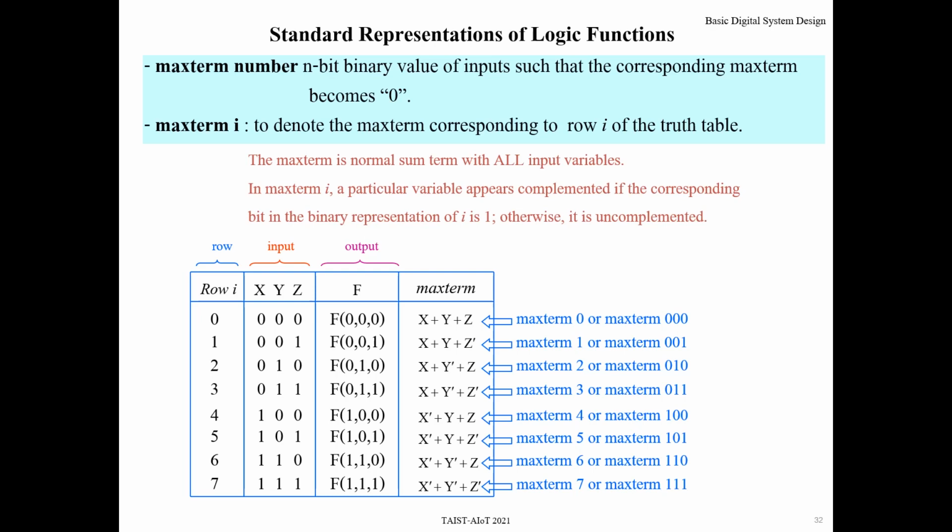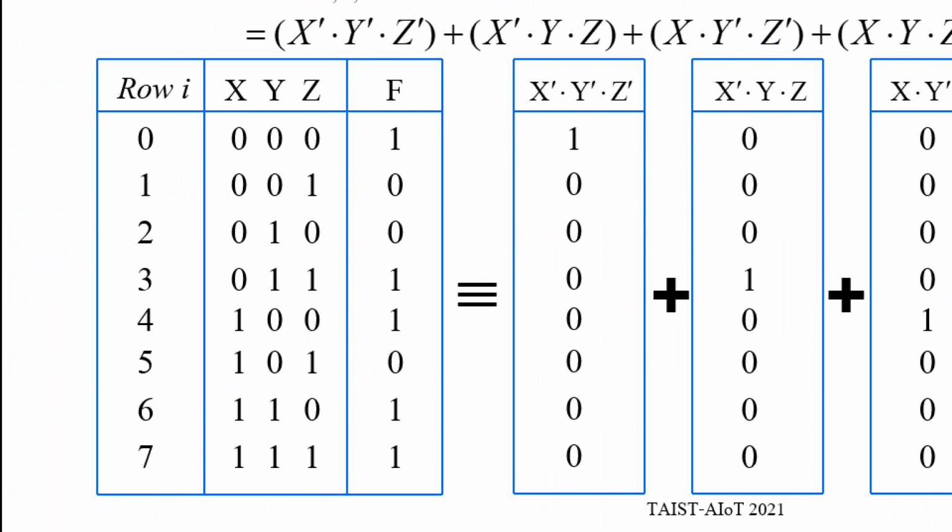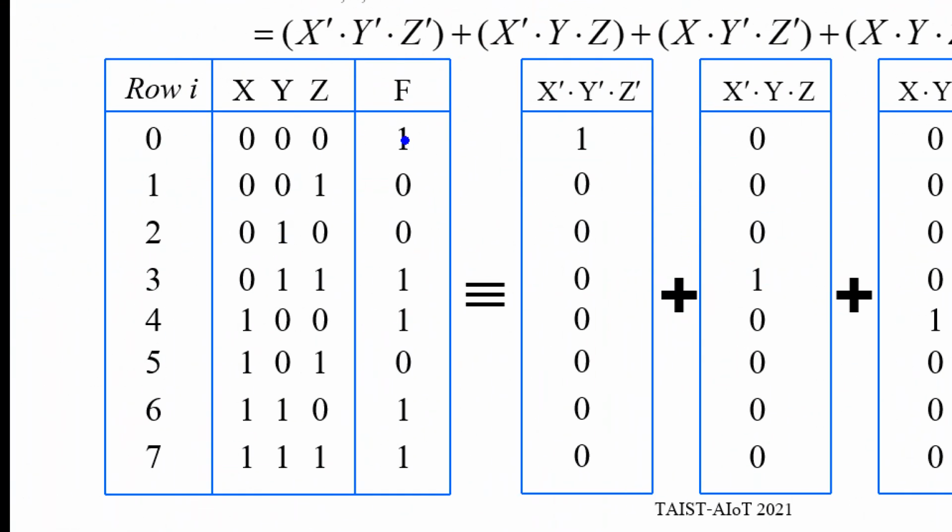And the value that can make the max term become 0 is called a max term number. You can write it in binary or decimal. Now, if your function, for example, is like this: f is 1 for input 0,0,0, 1,1,0, 0,1,1, 1,0,0, and 1,1,1.